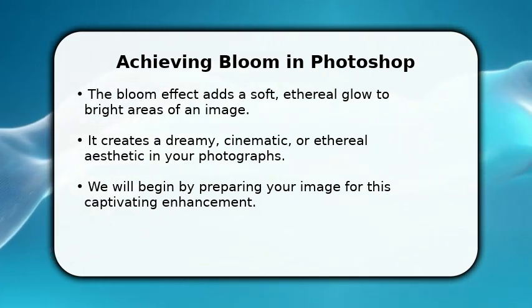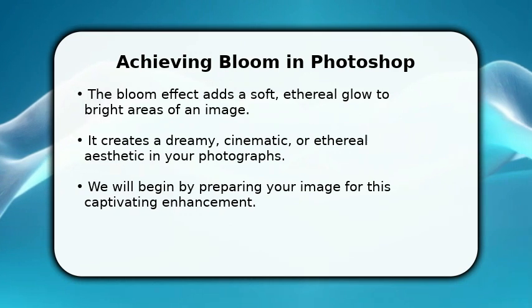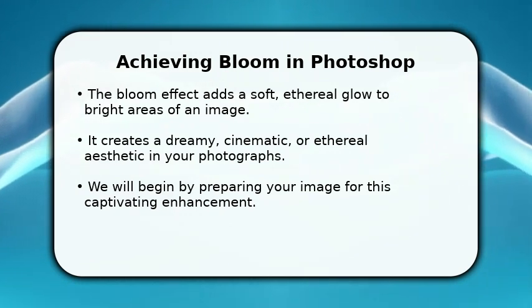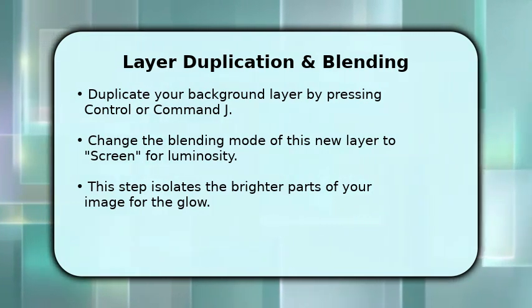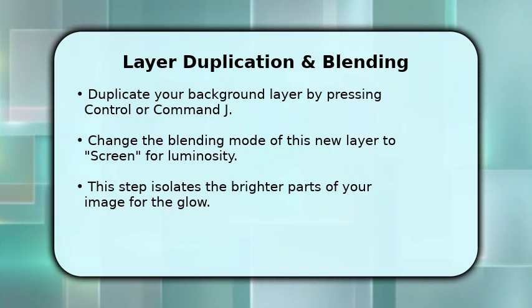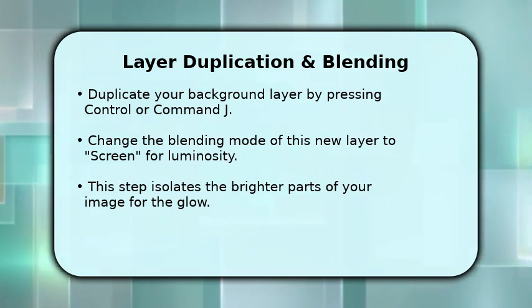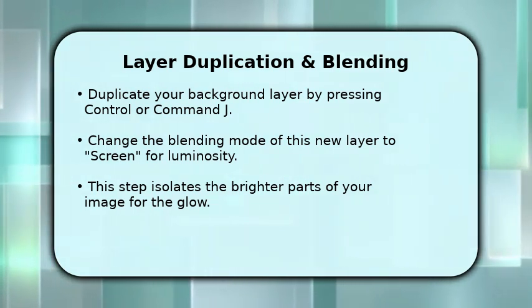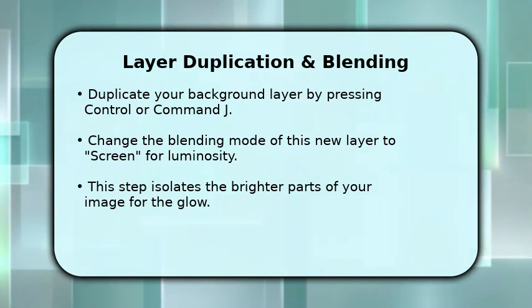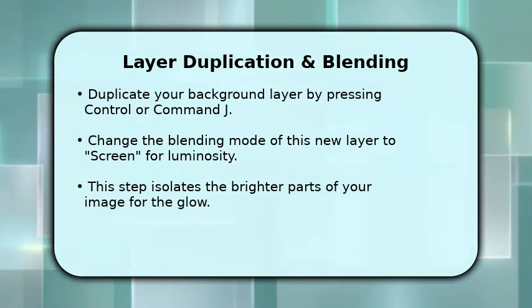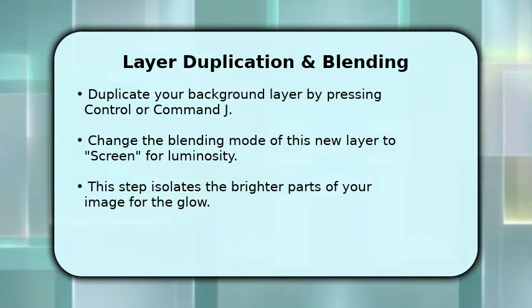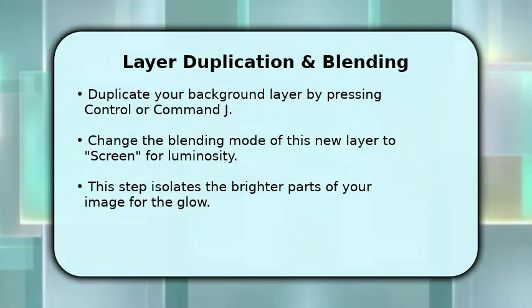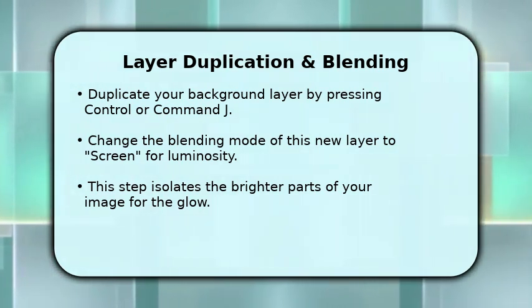First, open your desired image in Photoshop and ensure it is ready for editing. Next, we need to duplicate your main image layer. Simply press Ctrl or Command+J to create a copy. This duplicate layer will be where we apply our bloom effect. After duplicating, change the blending mode of this new layer to Screen. This mode brightens the image and is crucial for building that luminous glow we are aiming for.